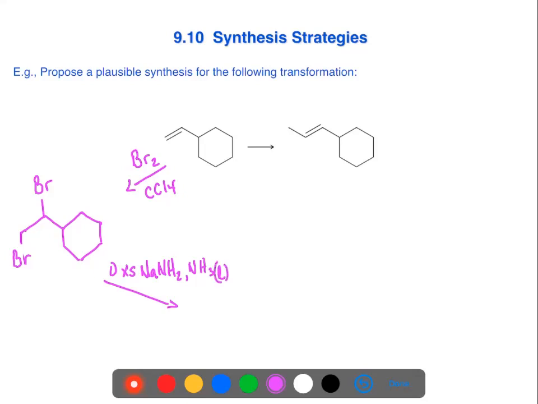And that will undergo 2 successive E2 reactions. And we use excess again to ensure that we push this reaction to completion. We're going to push it actually all the way to the alkynide ion. Now, we could quench with water, and that's typically what's done, so that we end up with our terminal alkynyl substituent. So let's show that.